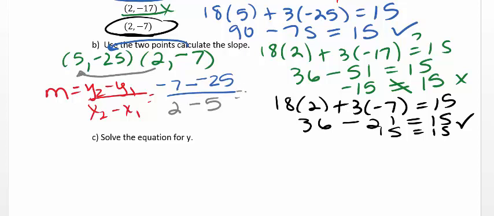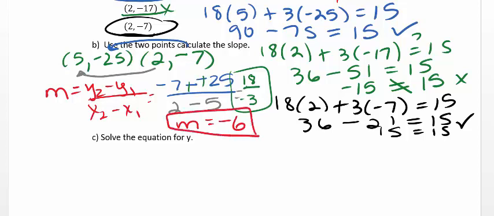When I simplify this, minus a negative is a plus positive. Negative 7 plus 25 is 18. And then 2 minus 5 is a negative 3. And if I continue to simplify, an 18 divided by a negative 3 is going to be a negative 6. So our slope is negative 6.